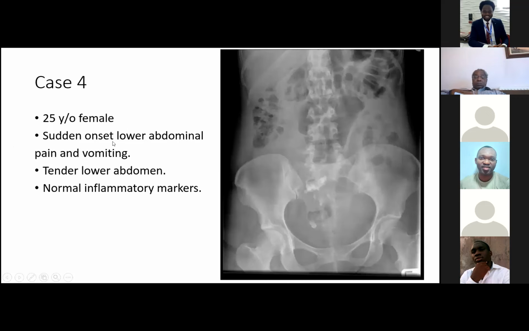Next case, case number 4. This was a 25-year-old young woman who had a sudden onset lower abdominal pain and vomiting and a tender lower abdomen. She had normal inflammatory markers, and this was the abdominal radiograph.